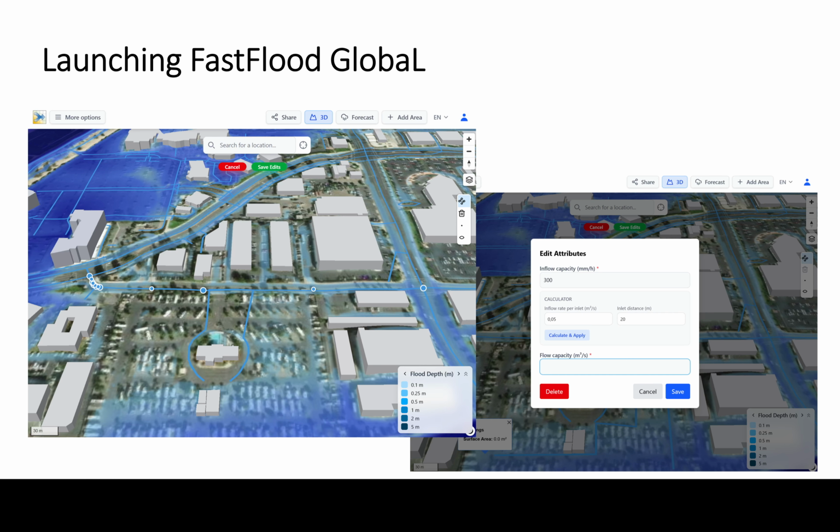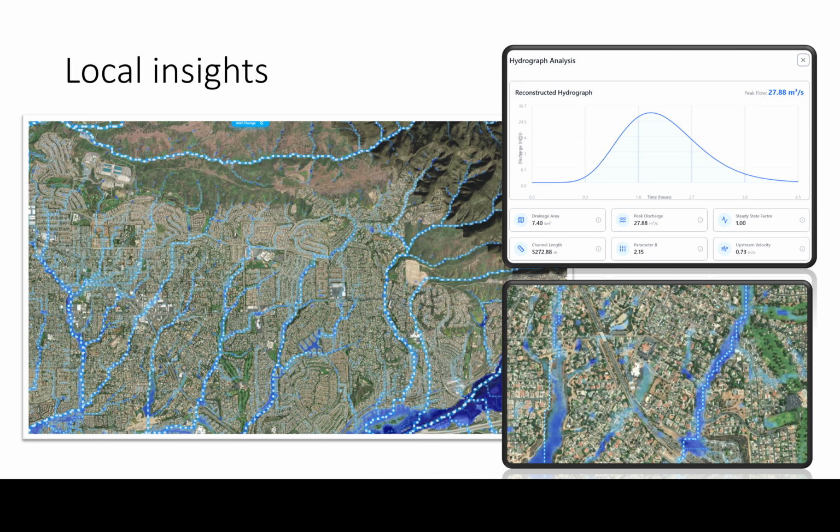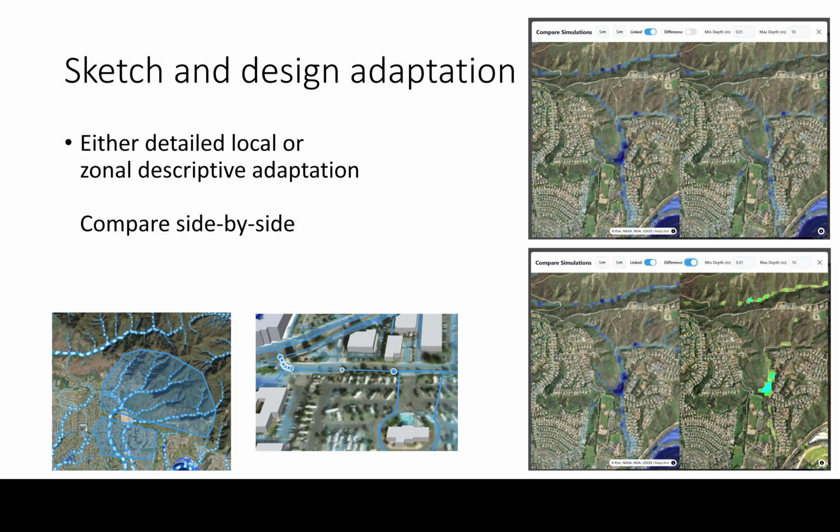Now, within the tool, you can look at adaptation, and we're going to look at some examples of that later on, whether that's detailed local adaptation, like here, where we're editing a stormwater drainage system, the capacity of the drainage system and the inlets, or whether it's at a larger scale, where we look at flow rates for urban subcatchments, look at the hydrographs, the flow rates as they go up and down during an event within the basin.